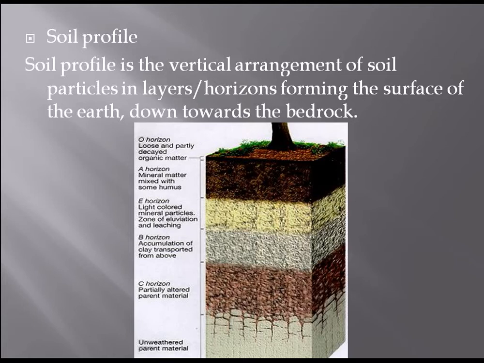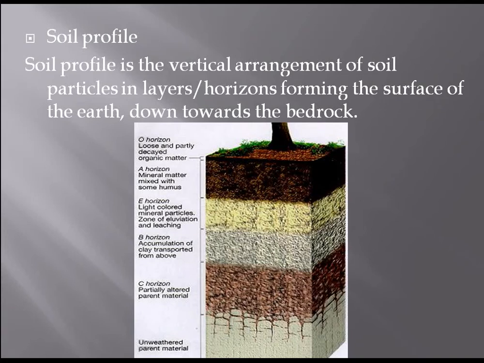Then the B horizon, the accumulation of clay transported from above. And then the C horizon, partially altered parent materials. And then when we come to the D, this is the unweathered parent material. These are the bigger rocks that are still intact, not yet weathered down. So we have those that are partially weathered and those that are not yet weathered. As you can see, it is just the vertical arrangement of the soil from the top to the bedrock down here. So we need to understand this, please.